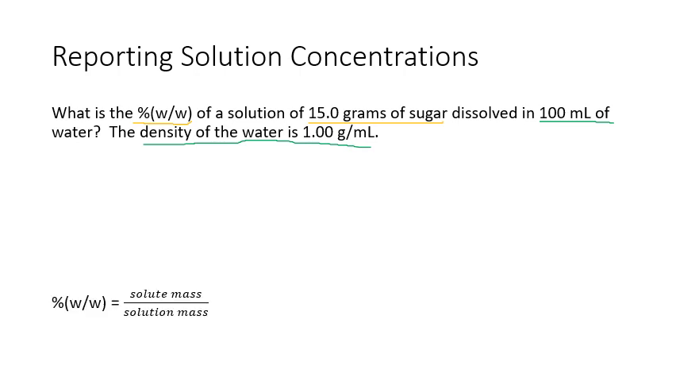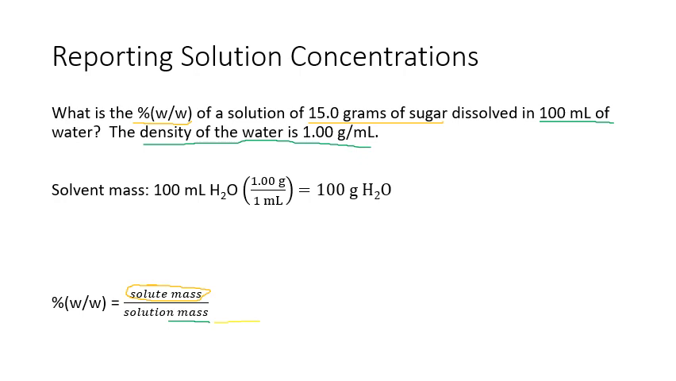Now what we're doing is, because we're doing weight percent of the solute, and the solute in this case is the sugar, the mass of the sugar up here on top is going to be divided by the mass of the total solution, which is both the mass of the water and the mass of the sugar added together. So it's not just the mass of the water, it's the mass of both components. So first we're going to figure out the mass of the water.